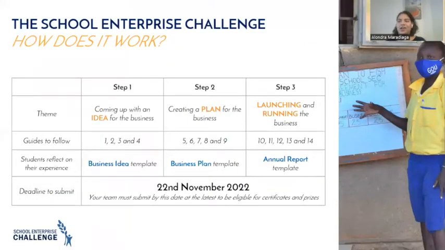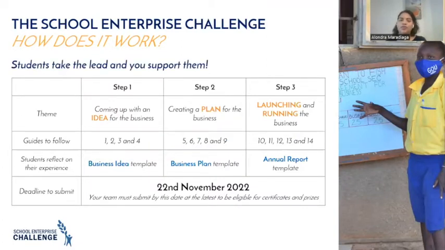And how does it work? To make the most of the program, we really encourage you to support your students to take the lead in this business challenge. The program consists of 3 simple steps that you can log into with your account information on the online platform. The first step is coming up with an idea for a business. The second step is planning the business. And the third step is launching and running the business.